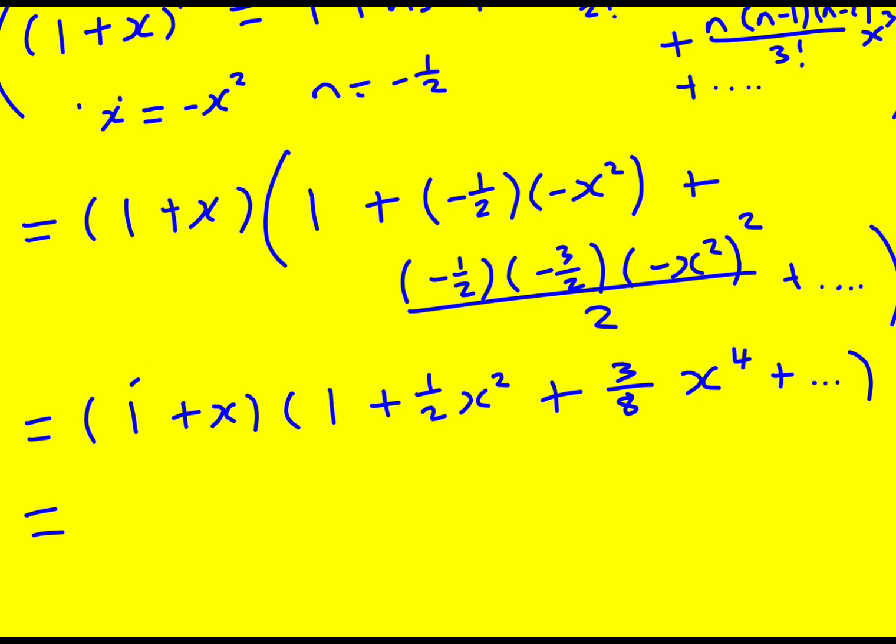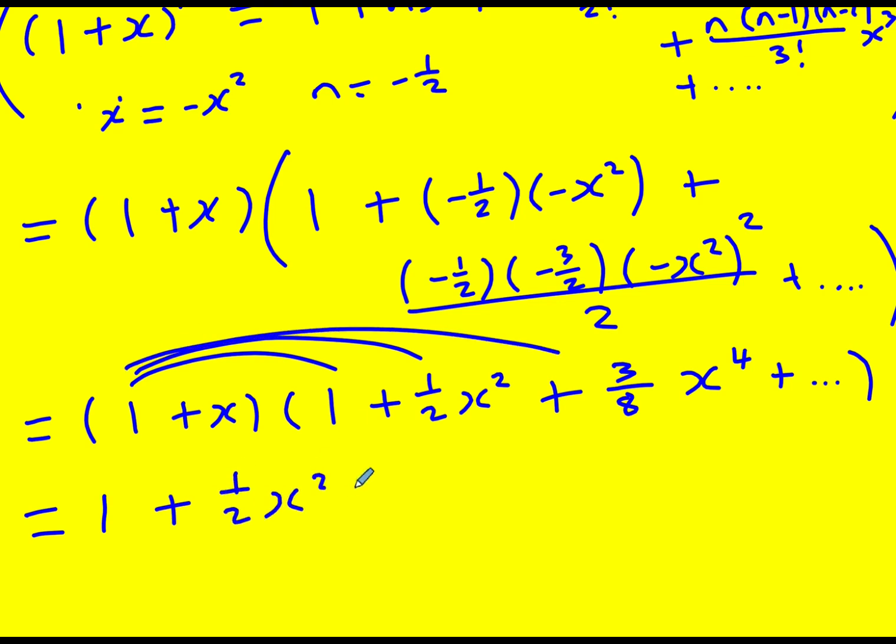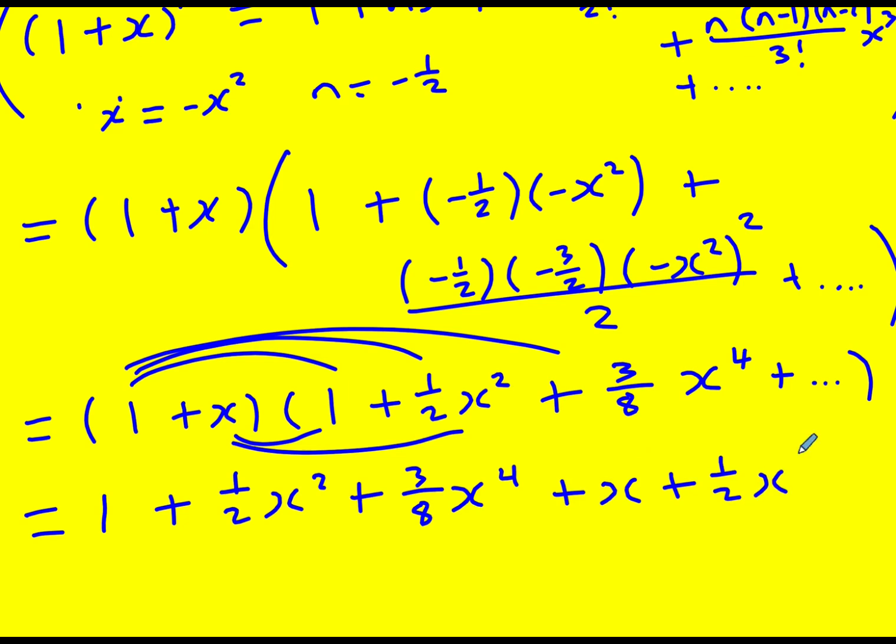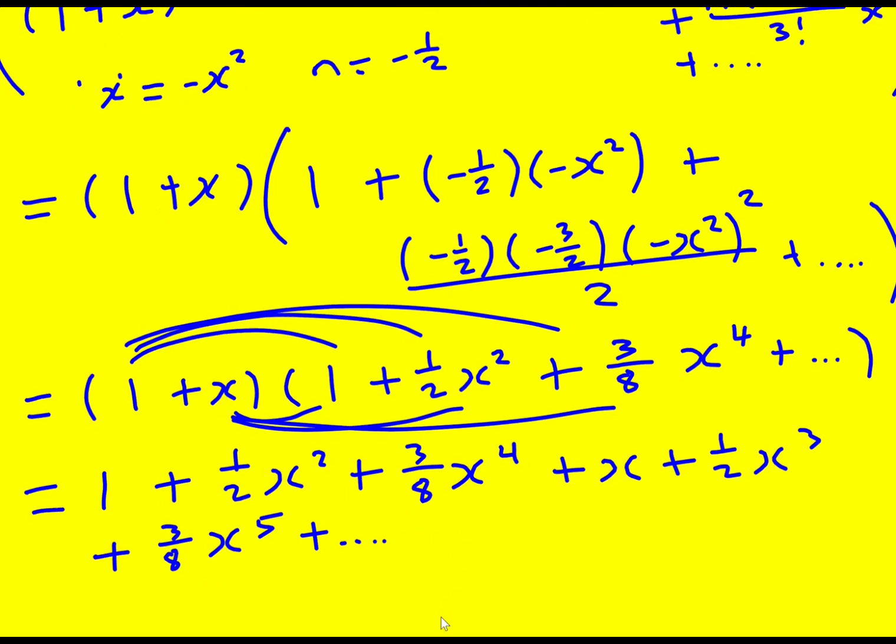And now I've just got some multiplying out to do. So I'm going to get 1 plus a half x squared plus 3/8 x to the 4, and then deal with the x, a half x cubed, and finally we get our largest power, which is going to be 3/8 x to the 5. I'm just going to write plus dot dot dot to show that it will continue forever.